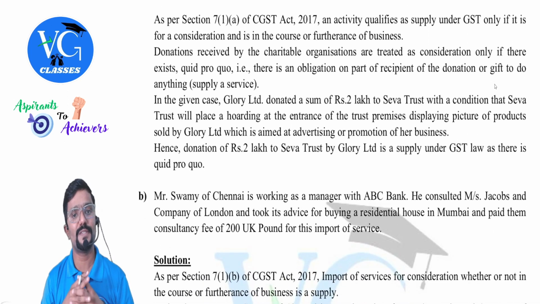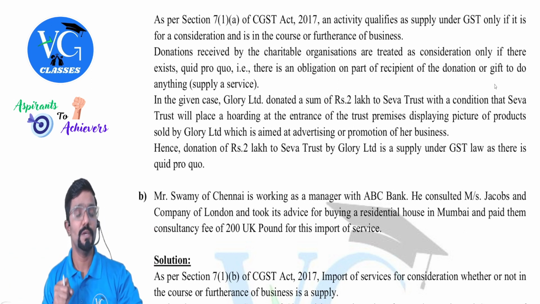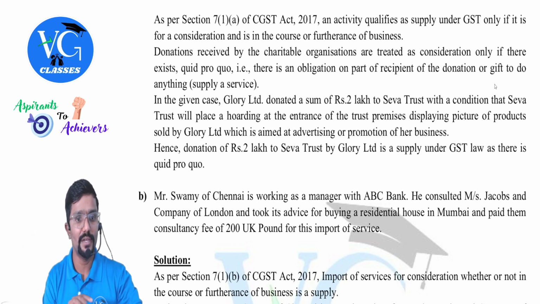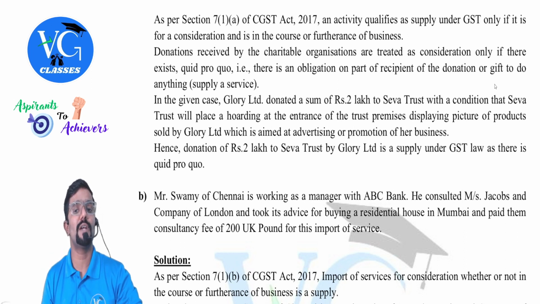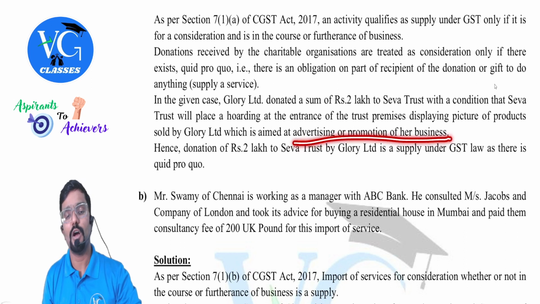As per section 7(1)(a) of CGST Act 2017, an activity qualifies as supply under GST only if it is for a consideration and is in the course or furtherance of business. Donation received by charitable organization is treated as consideration only if there exists quid pro quo, that is, something in return. If there is an obligation on the part of the recipient of the donation or gift to do anything, that is supply of service. In the given case, Glory Limited donated a sum of 2 lakh to Seva Trust with the condition that Seva Trust will place a hoarding at the entrance of trust premises displaying the picture of product sold by Glory Limited, clear advertising, which is aimed at advertising promotion of our business.